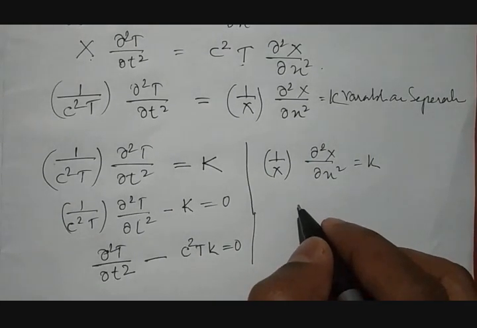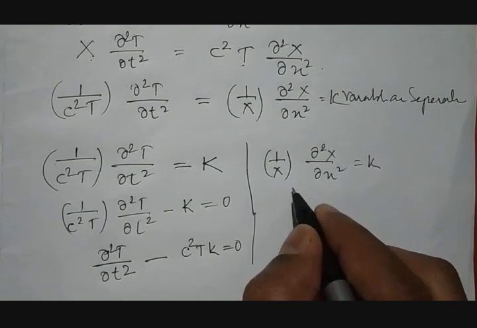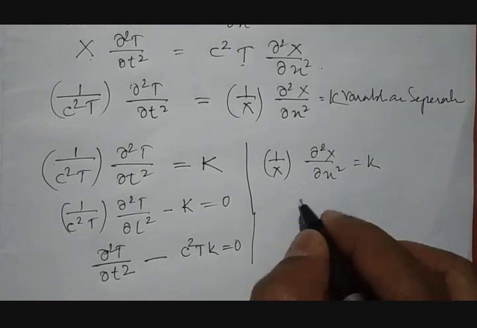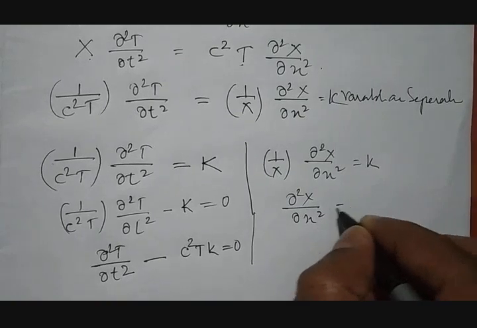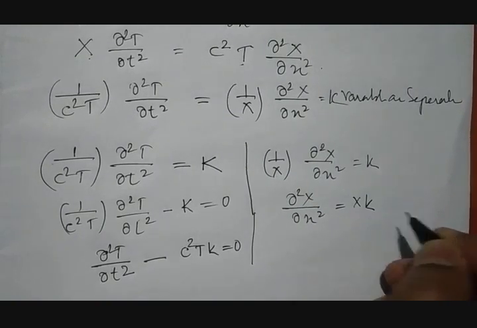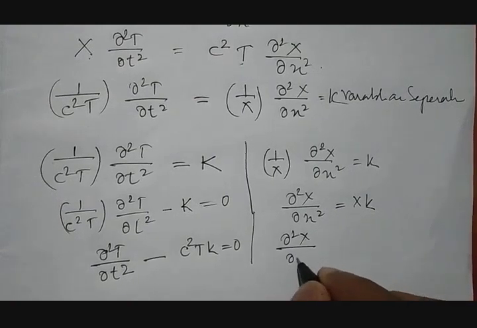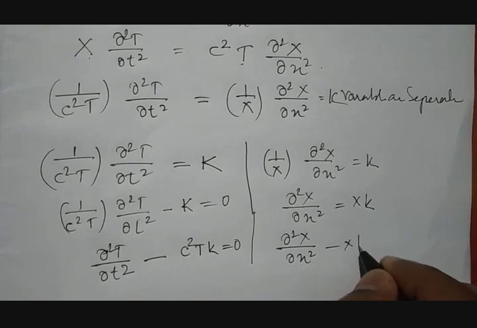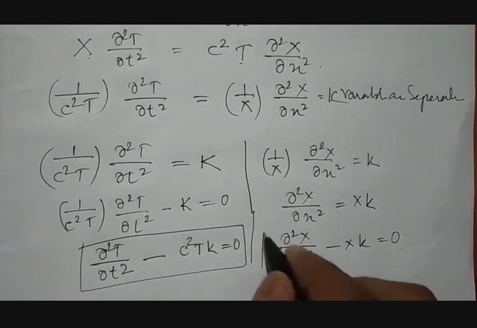Similarly, this result, we again multiply the whole equation by X. Then it will be ∂²X/∂x² = X k, or else ∂²X/∂x² − Xk = 0. So we got these two results.